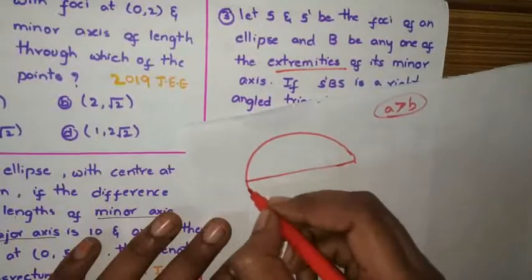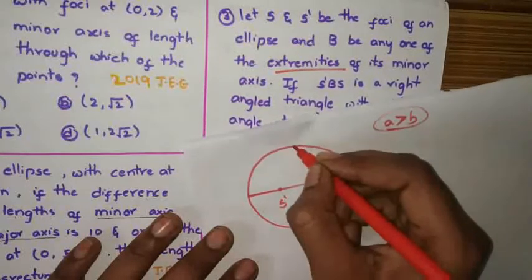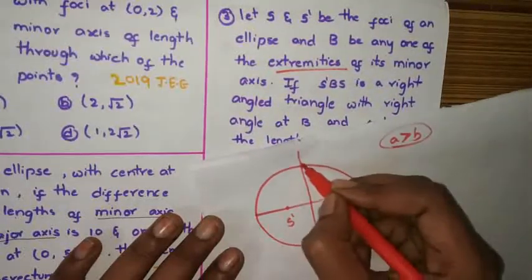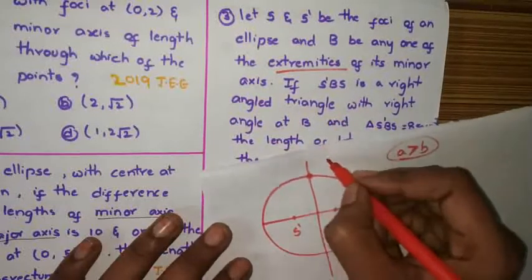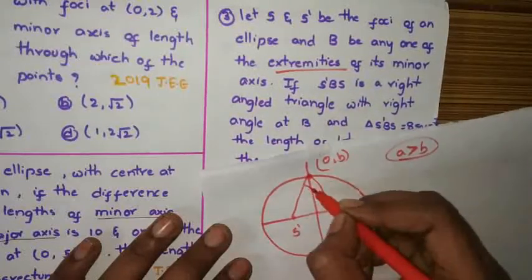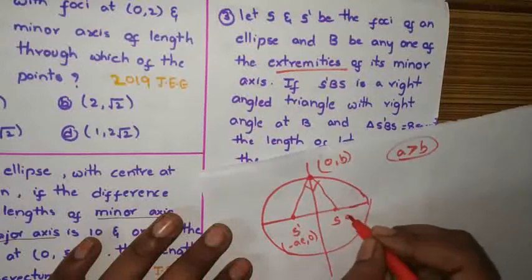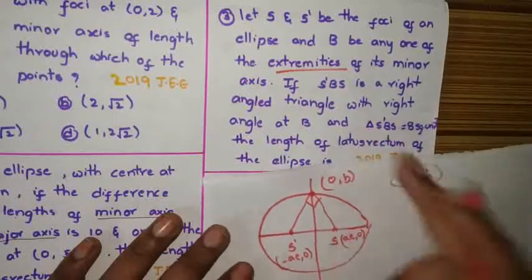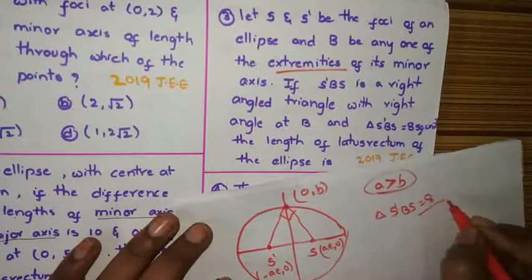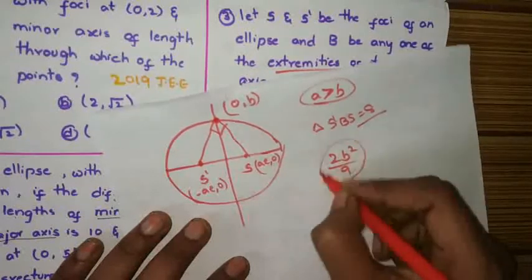This is the ellipse where S and S dash are foci and this is the extremity, I mean to say this is the minor axis. Extremities means these points. So take that as (0, b). And this is a right angle triangle. This focus point is (minus ae, 0) and this is (ae, 0). What they told us: area of this triangle S dash B S is equal to 8. We need to find the length of latus rectum. What is the formula? 2b square by a. You need to calculate.